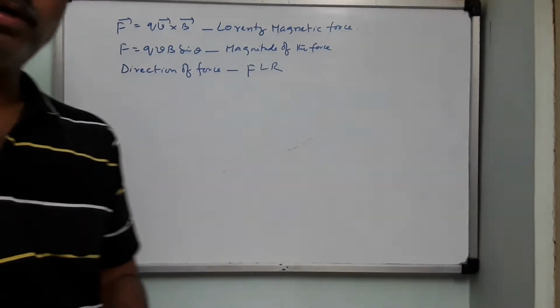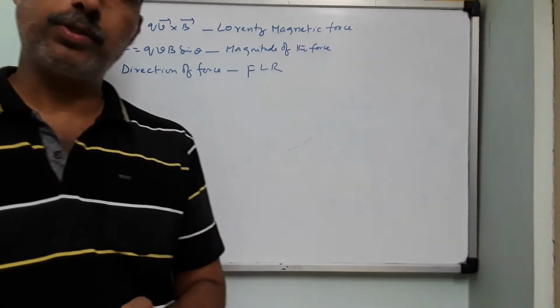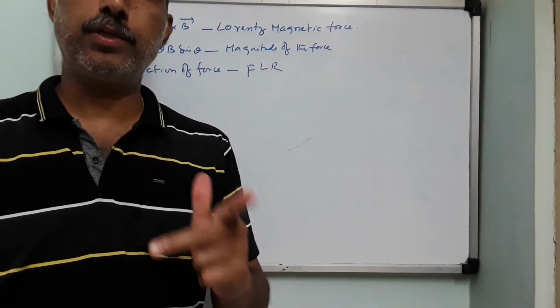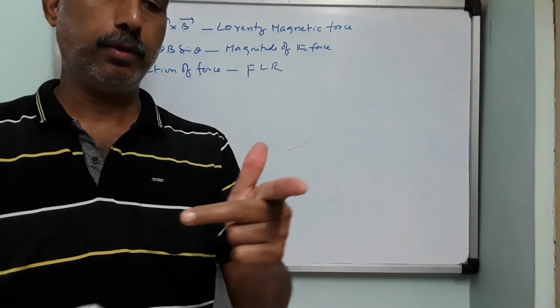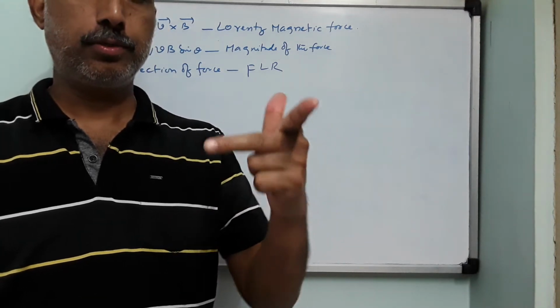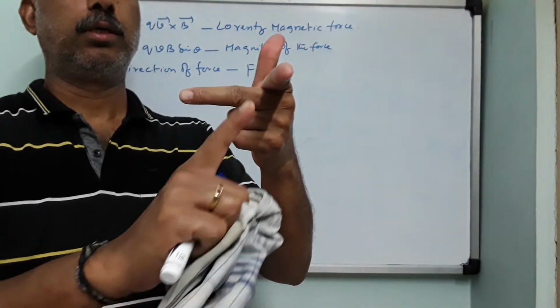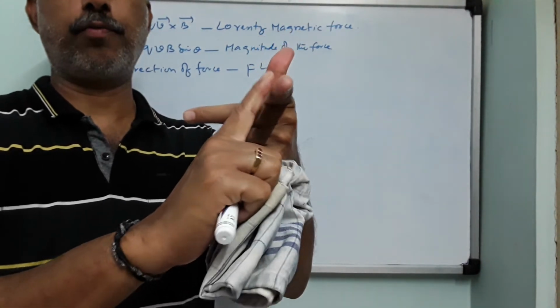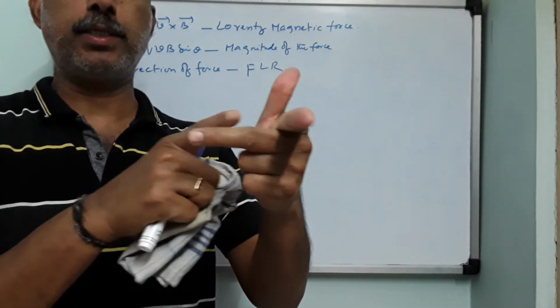This rule you have already studied in class 10th, as mentioned in the previous class. The rule states that stretch the first three fingers of your left hand such that they are mutually perpendicular. So look at my fingers. Left hand, they should be like this. Now the forefinger points in the direction of the field. Field is nothing but magnetic field. The central finger points in the direction of current.